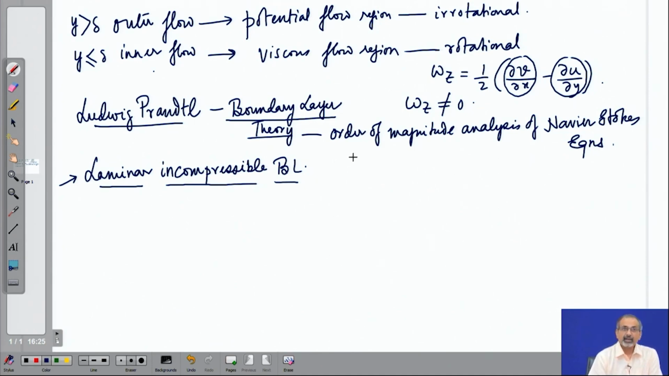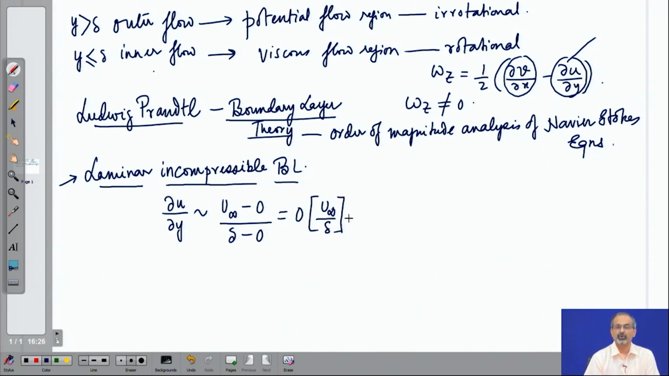So, the order of magnitude analysis of Navier-Stokes equation basically looks at the estimates of different terms in the Navier-Stokes equations and work out whether they are large or small. For example, if you look at a term like del u del y, which we have been discussing about, then the order of the term is typically like this, that it changes from 0 to u infinity within a distance of delta. Therefore, it is of order u infinity by delta, and therefore, since delta is a very small term and u infinity is a fairly large term, this happens to be a large term.